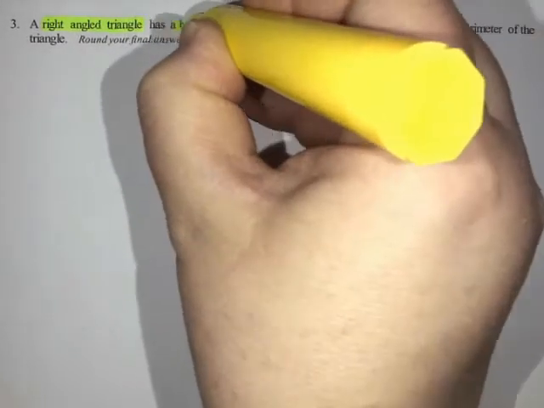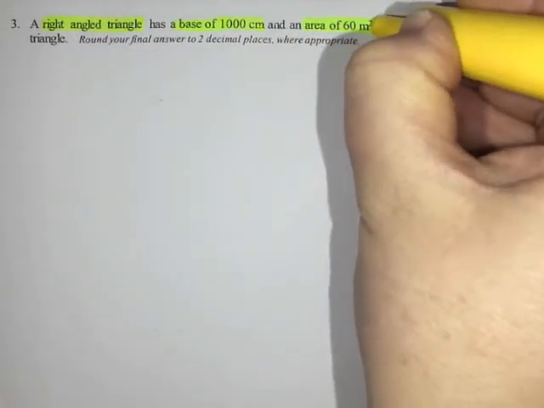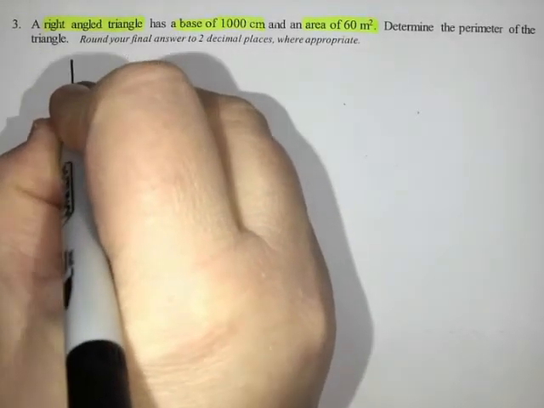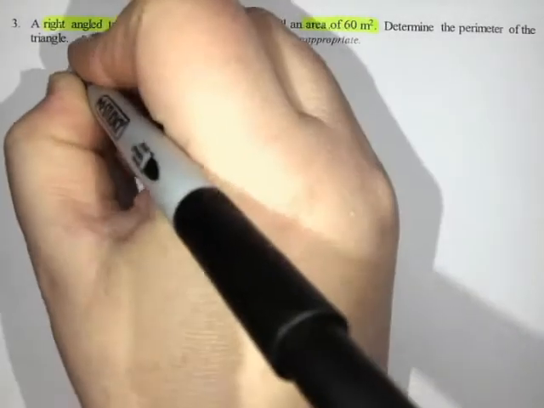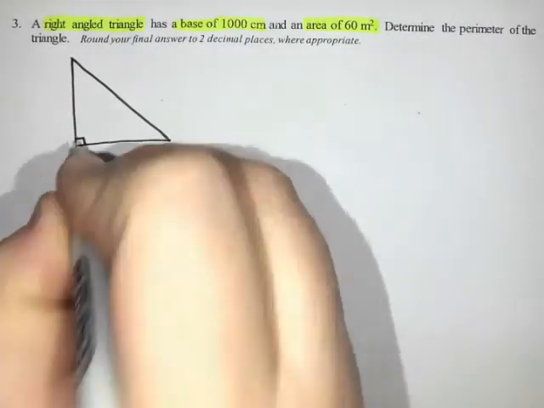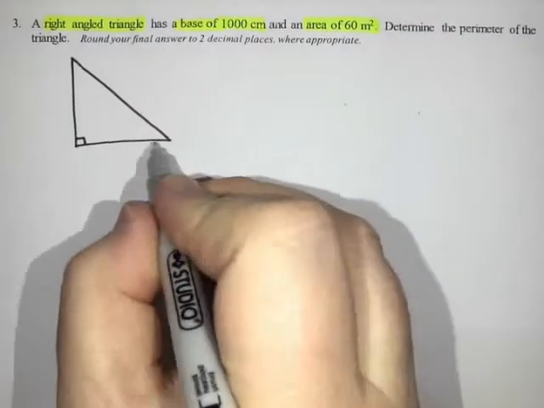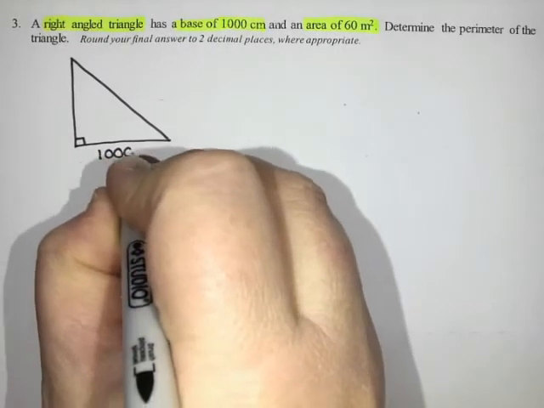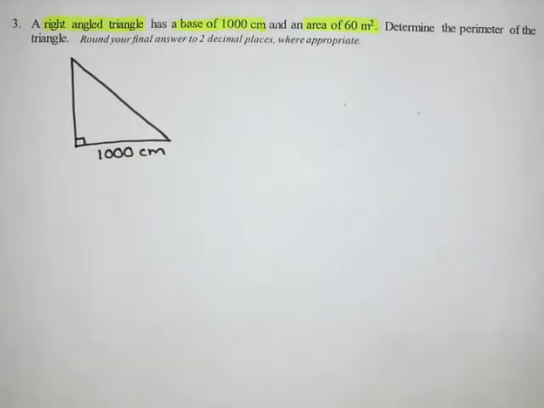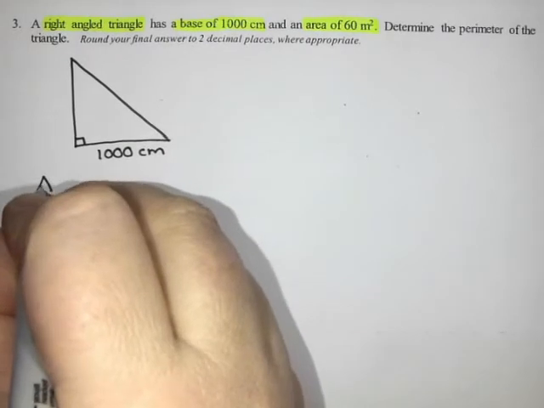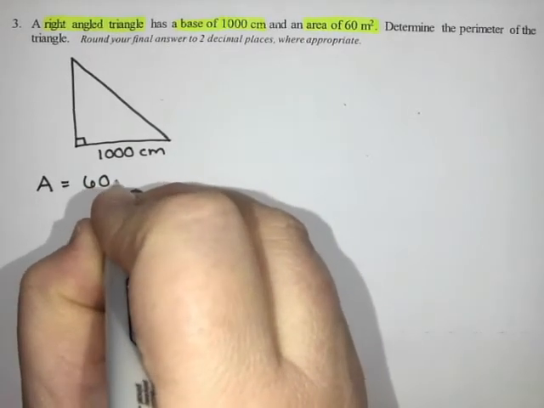So I'm going to start by just identifying any important information. It does say that it is a right-angled triangle, that it has a base of 1,000 centimeters, and that the area is 60 meters squared. And we are trying to find the perimeter. So I'm going to start by drawing a picture of a right-angled triangle. It says the base, or the bottom, is 1,000 centimeters. And then it tells me the area is 60 meters squared.